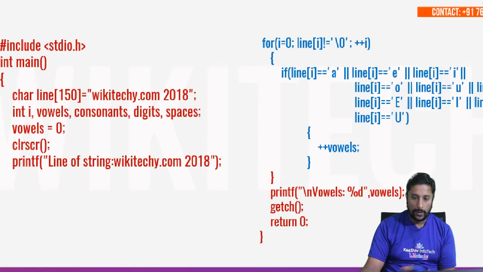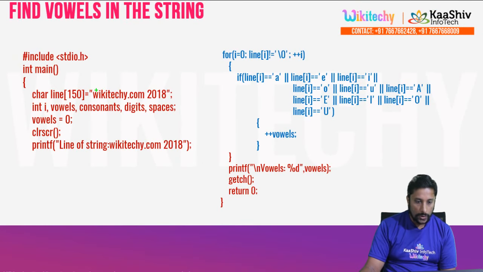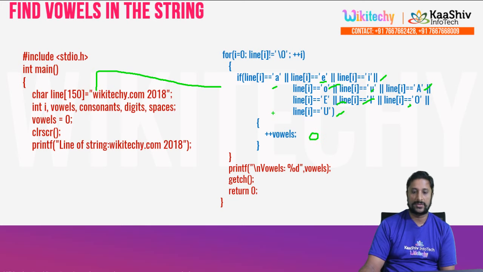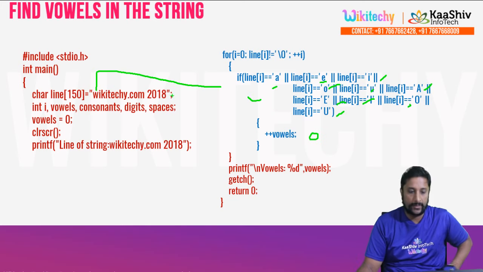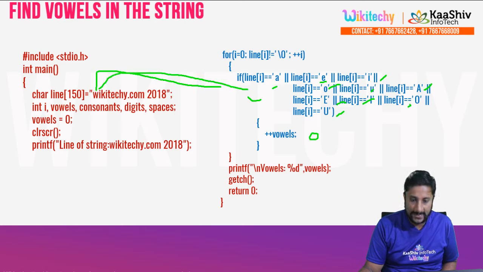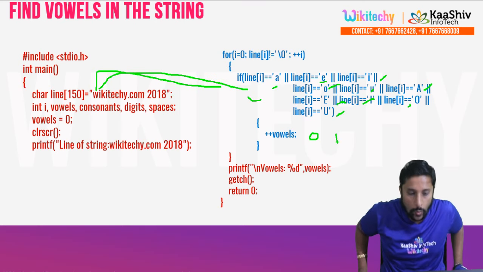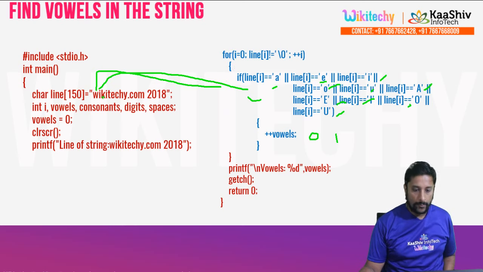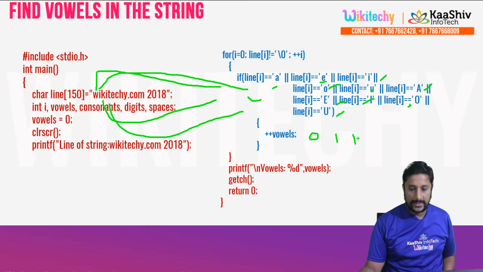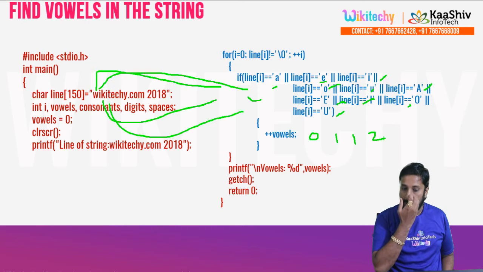So first character, check it. If there is anything A, E, I, O, U, A, E, I, O, U, if there is any matching character, increment it. For this one, the vowel value is 0 because the if condition is not satisfied. Over here, I, yes, it's matching. The vowel will be incremented to 1. For K, no match, it will remain the same. For I, it's matching, it will become 2. So automatically it will get incremented.